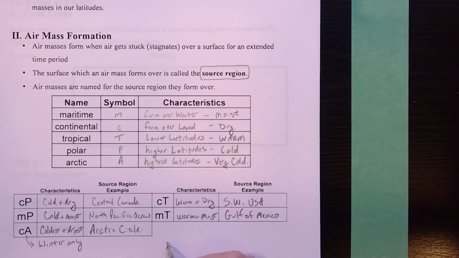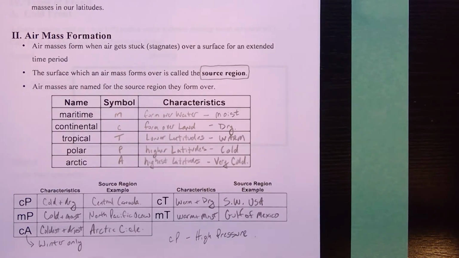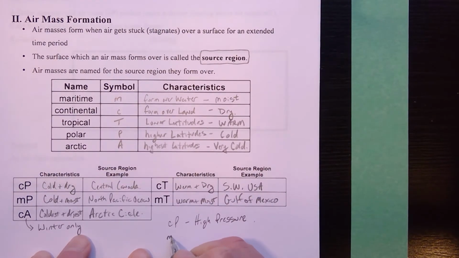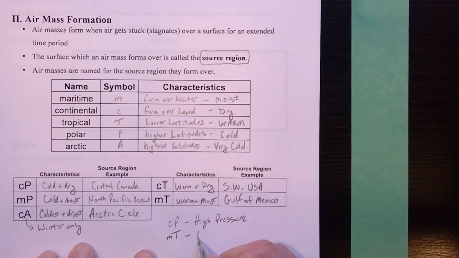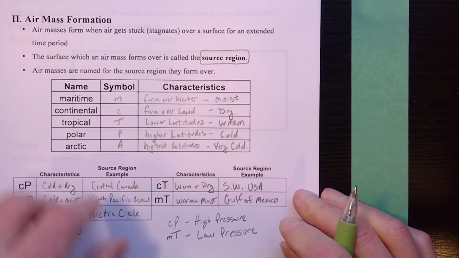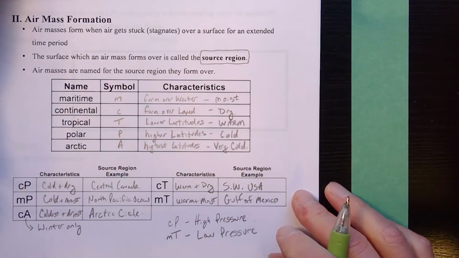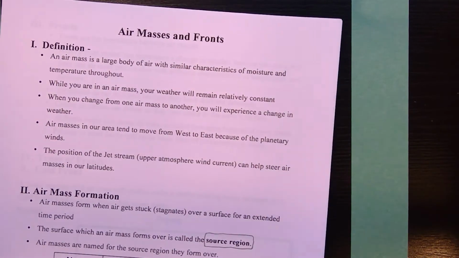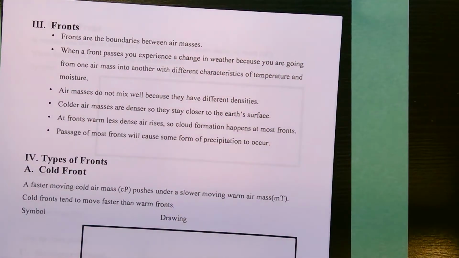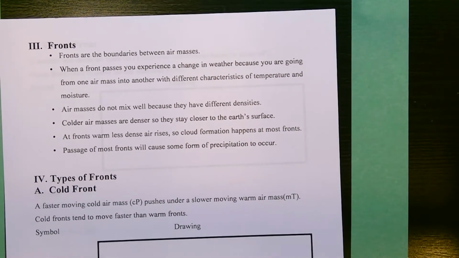Out of these, continental polar tends to give us high pressure air because it's cold and dry. Maritime tropical air masses are really warm, wet air masses that would definitely give you warm, moist air, which would definitely give you low pressure. All right, now when we go to the next page, air masses lead us into fronts.